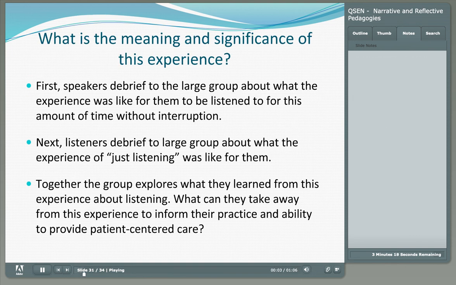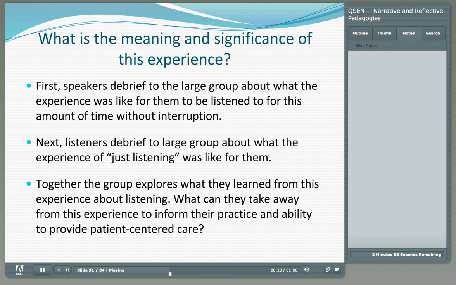After the 5 minutes has elapsed, engage the whole group of students in considering the meaning and significance of their experience. First, you might ask the speakers to debrief with the large group about the experience that they just had. What was it like for them to be listened to for this amount of time without interruption? In most cases, it's quite an amazing experience for them.